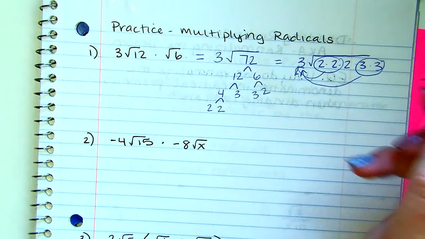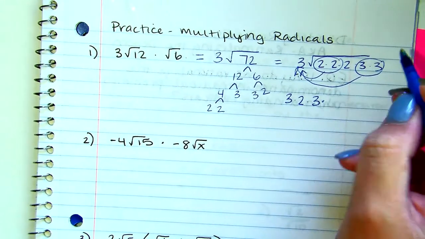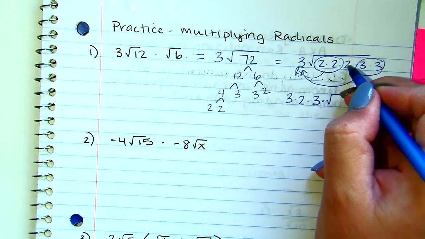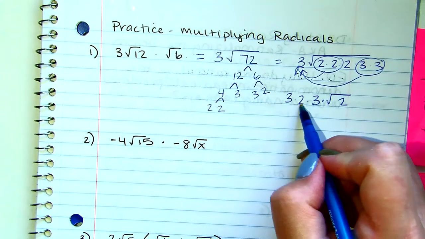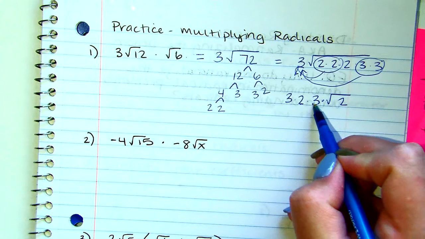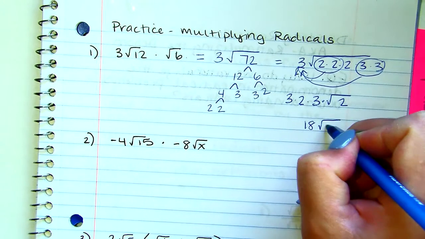So I'm going to have 3 times 2 times 3, and what's going to be left behind is a single 2. So 3 times 2 is 6, times 3 is 18, and then I'm going to have the 2 left.